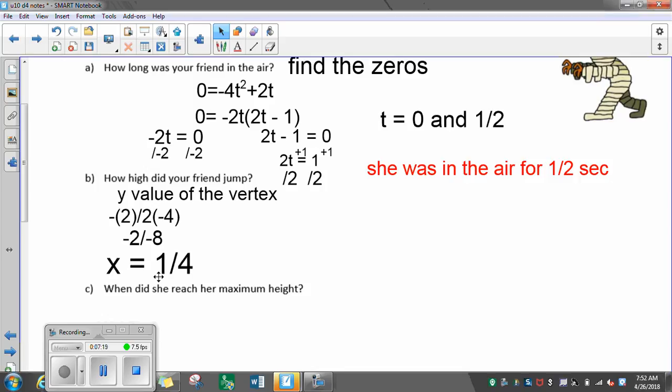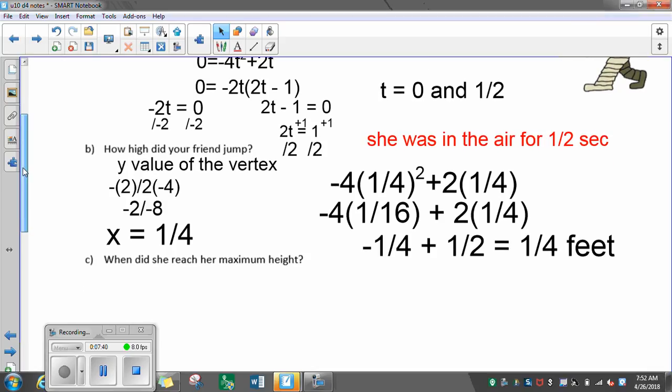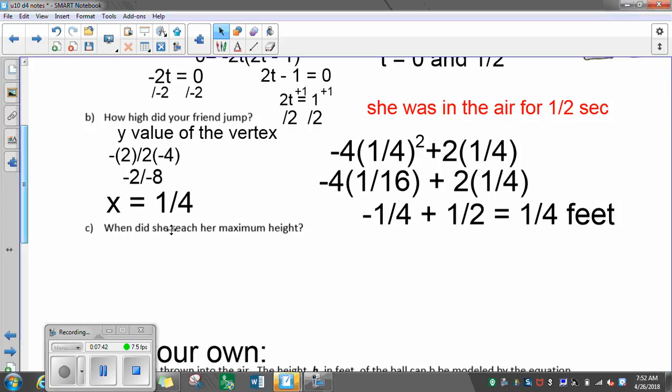Now I go ahead and plug that into my equation. So 1/4 is going in for t, and then I just go ahead and square the 1/4, multiply it out. Ooh, yeah, I get negative 1/4 plus 1/2 equals 1/4 of a foot. So she jumped 3 inches into the air. Not a lot, but it was enough that she got off the ground. And then when did she reach her maximum height? So when did this happen? Well, we already found it at this time, 1/4 of a second.